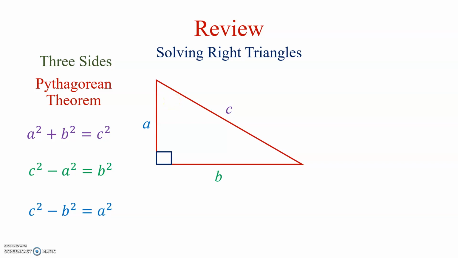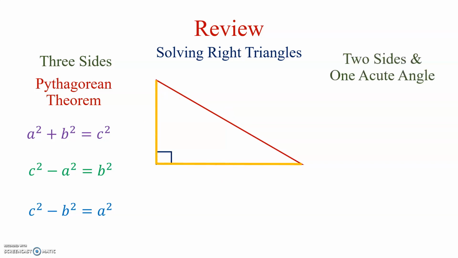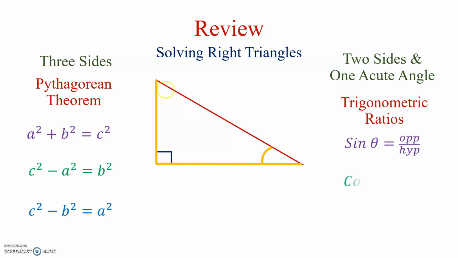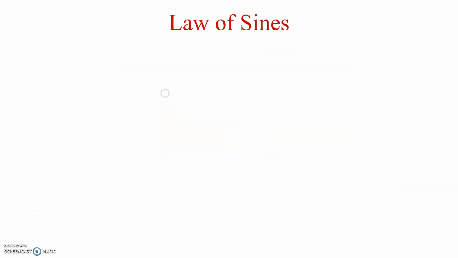Also, with right triangles, if we had one acute angle and two sides, this is where we would use one of our trigonometric ratios, whether it be sine theta equals opposite over hypotenuse, cosine theta equals adjacent over hypotenuse, or tangent theta equals opposite over adjacent. So we'll look at the law of sines, again used for oblique triangles.